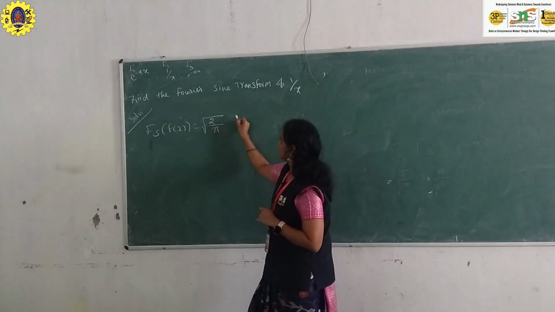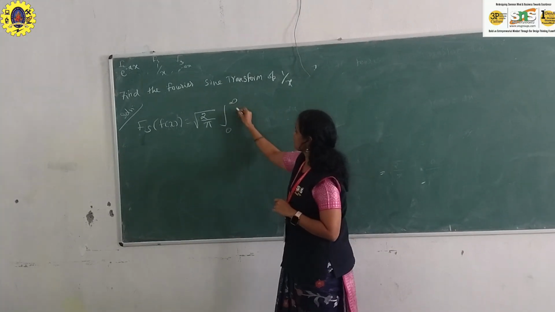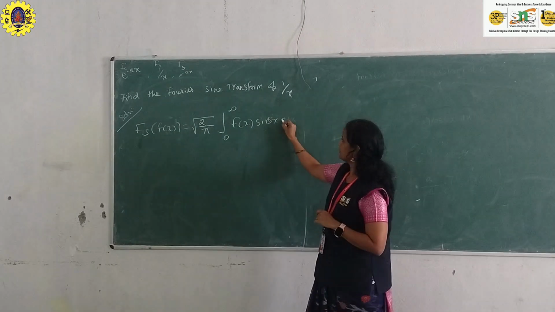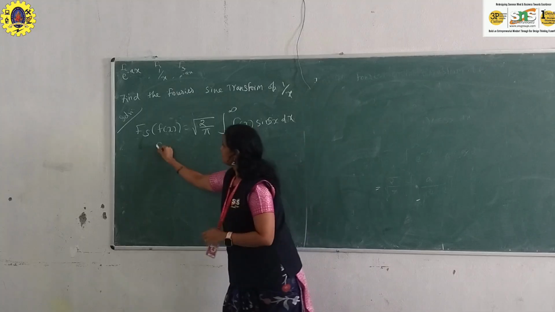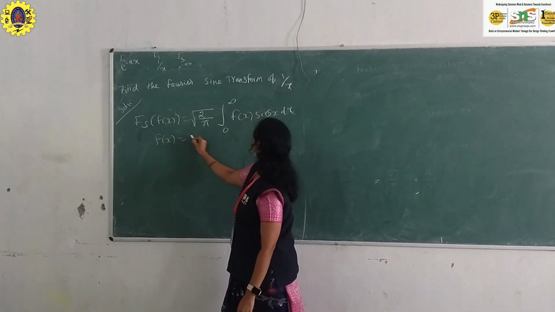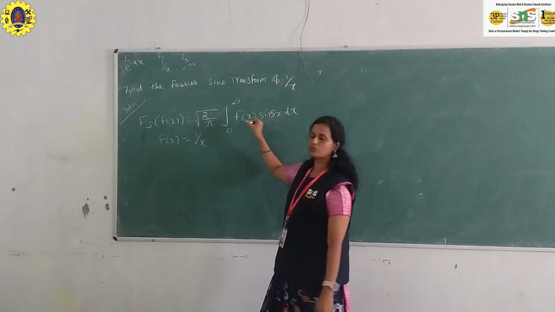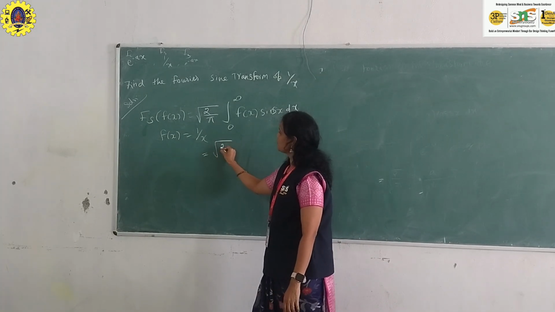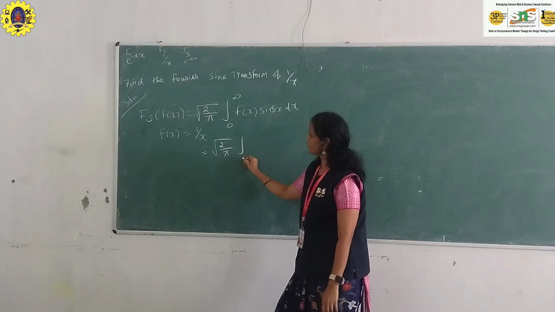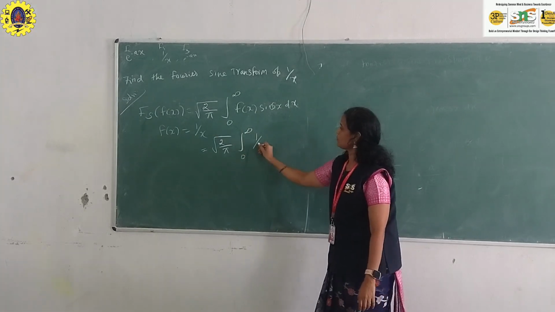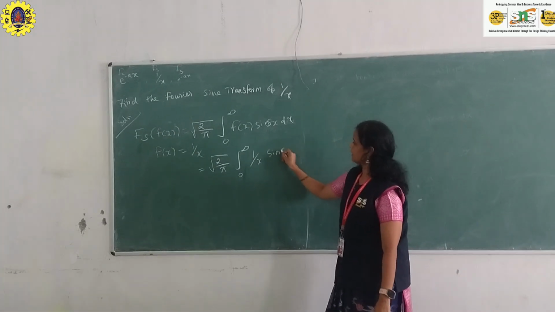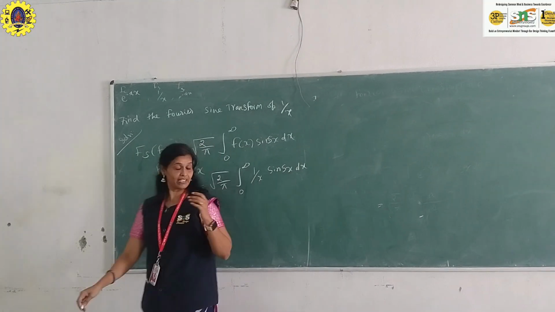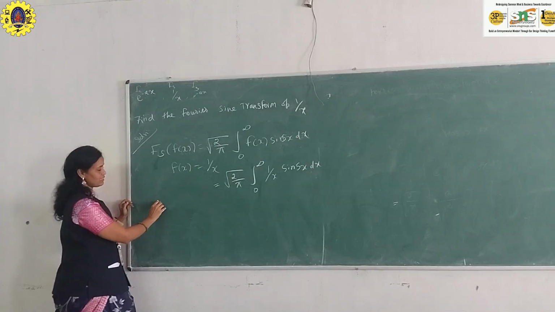root 2 divided by pi integral over 0 to infinity f of x into sine sx dx. So here f of x is nothing but 1 by x. So instead of f of x, just replace 1 by x: root 2 divided by pi integral over 0 to infinity 1 by x into sine sx dx. Right? So now we are going to evaluate this function by substitution method.